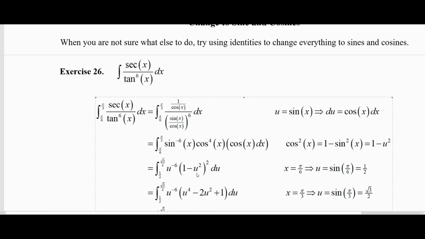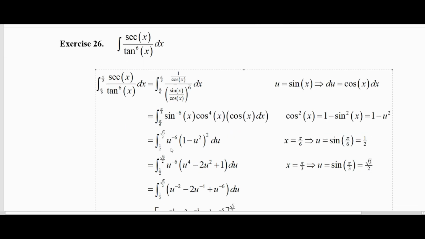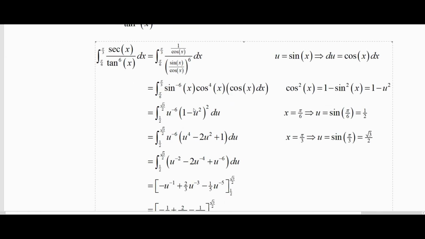Now we don't have to change back to any more trig functions at this point. It's all algebraic stuff here. So I'm going to square this out. Square the last, that's u to the fourth. Square the first, that's 1. Multiply and double for the middle term, minus 2 u squared. Distribute the u to the negative 6. U to the 4 times u to the negative 6 is u to the negative 2. U to the negative 6 times u squared is u to the negative 4. That's times our negative 2. And multiply by 1 here, we get u to the negative 6. Now we can do our antiderivative.